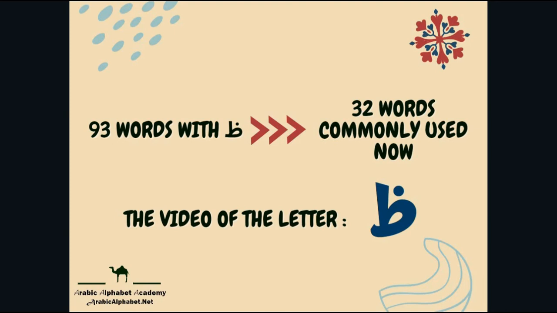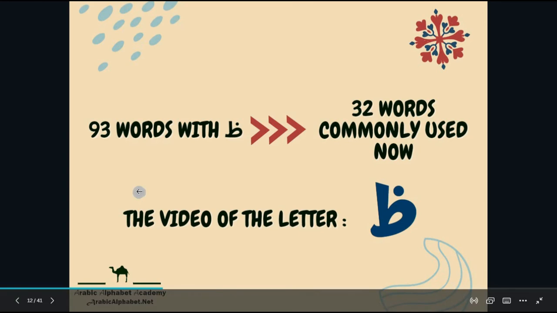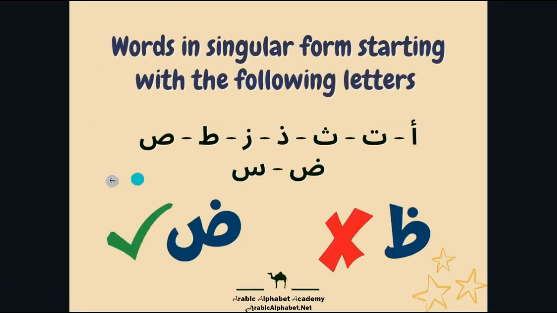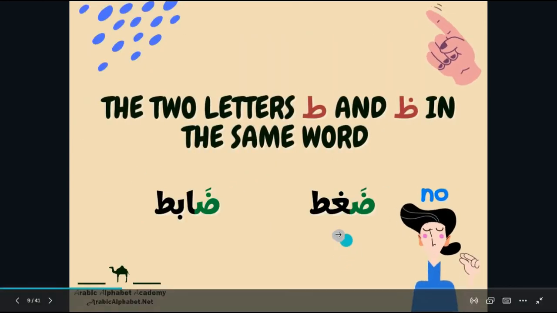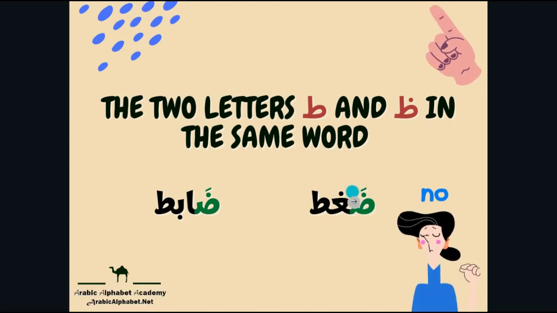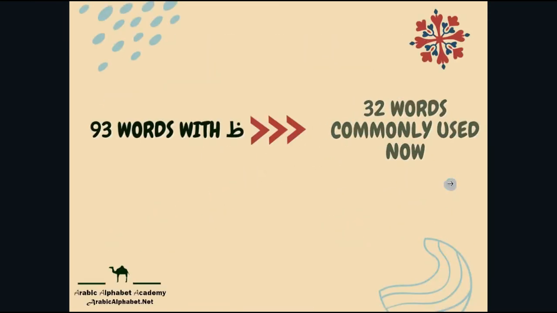So how do we differentiate? By putting all these rules together, and also by practicing, you will get to build intuition about it. For example, as a native speaker, you will reach that level also, when you see ضغط and you see this letter as dha, you will feel it's not right, even if you forget the rule. So that was all for the writing.